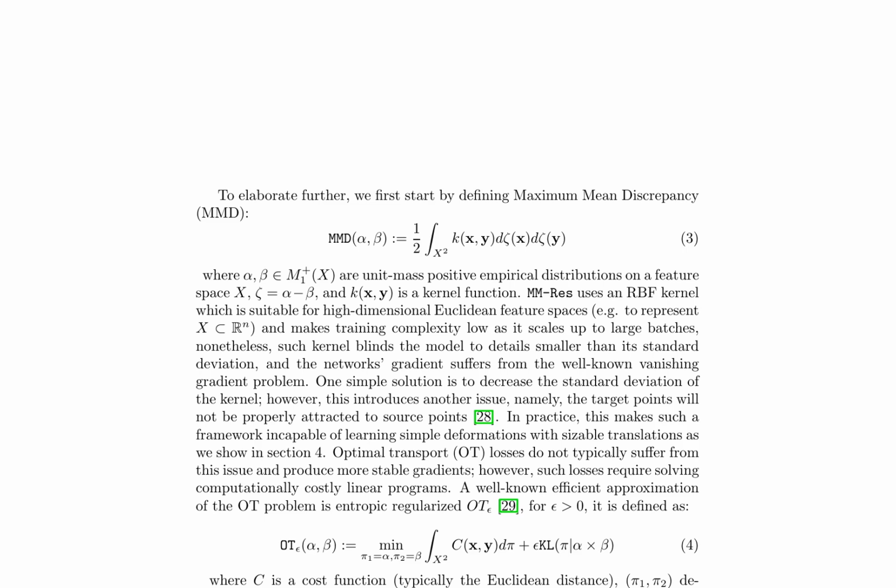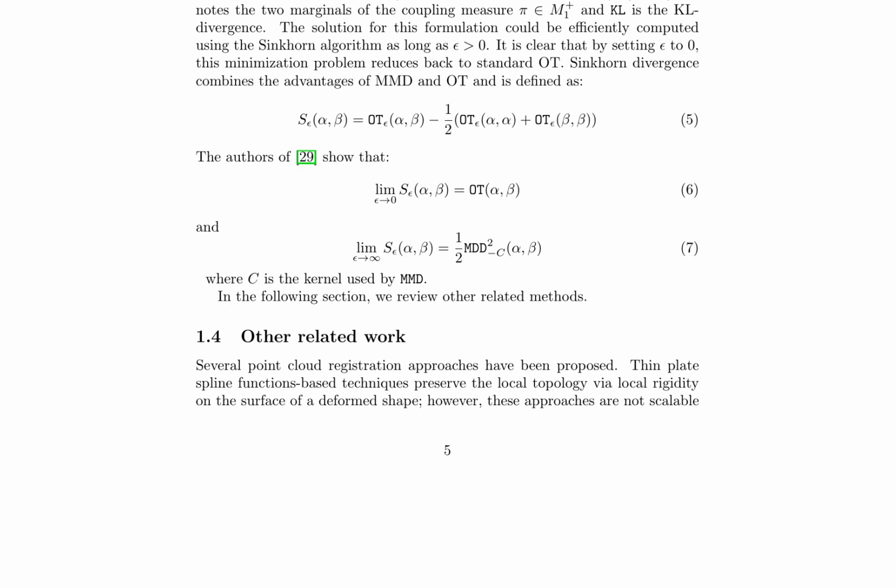An efficient approximation of OT is entropic regularized OT, defined as the minimum cost of transporting one distribution to another, regularized by the Kullback-Leibler (KL) divergence. This problem can be efficiently solved using the Sinkhorn algorithm. The Sinkhorn divergence combines the advantages of MMD and OT, defined as the entropic regularized OT minus the average of the entropic regularized OT between each distribution and itself. The Sinkhorn divergence converges to the standard OT as the regularization parameter approaches 0, and to half the squared MMD with the kernel-based cost function as the regularization parameter approaches infinity.